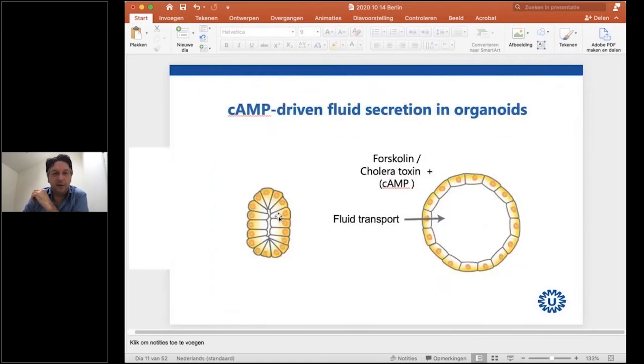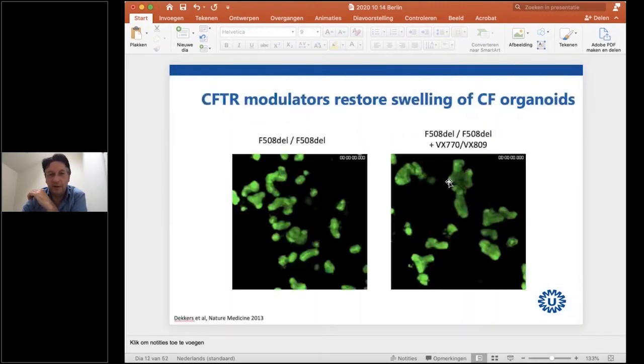So what happens is, you have an organoid, you add forskolin, which activates CFTR, you get fluid transport into the lumen, and this leads to organoid swelling. We quantitate this using live confocal microscopy. That's all published, so I won't go into details there.